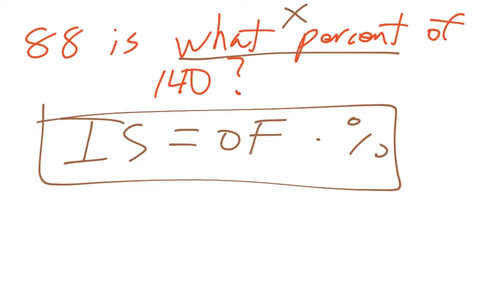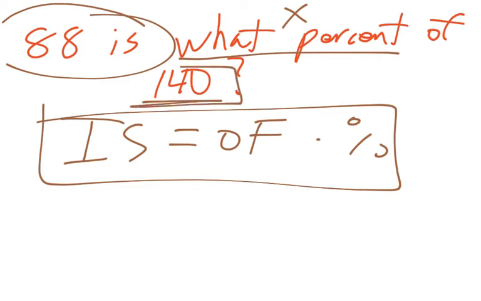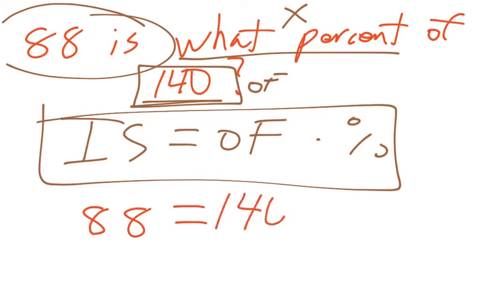We don't know it. The 88, that's your is. That's the portion of your total. And it says of 140. That's your of, or your total amount. Okay, so if you need to, you can label them next to it. And now just plug those values in. So 88 equals, remember the of is 140, and we didn't know the percent, that's X. Okay?